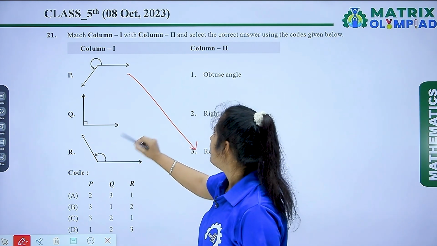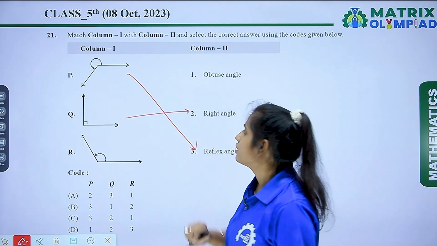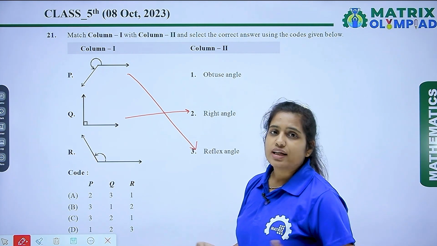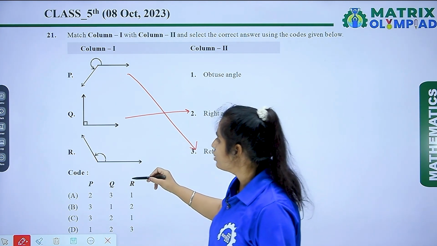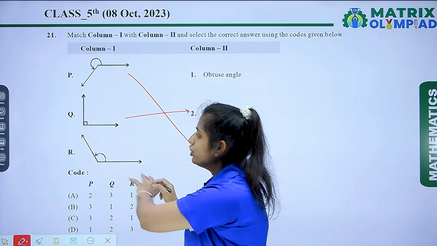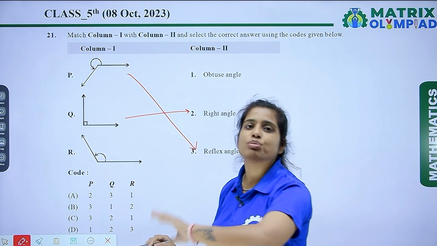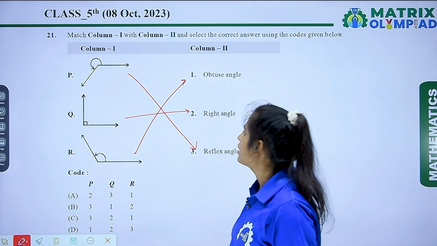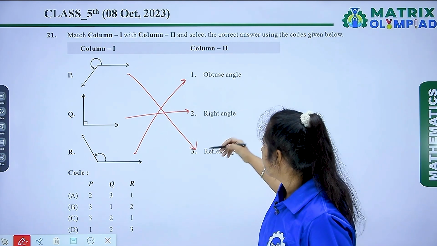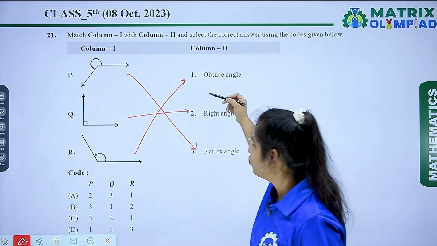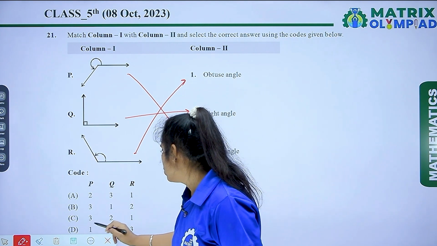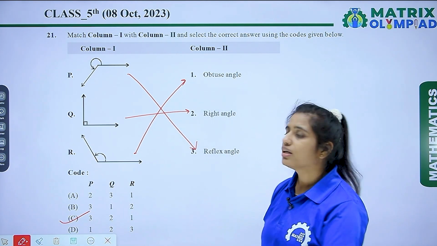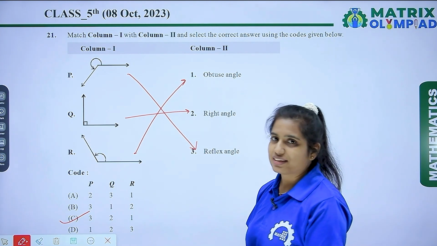Next है 90 degree. So 90 degree is called as right angle. And here the last option is, the figure shows that the angle is more than 90 degree but less than 180 degree. So it is obtuse angle. So the correct sequence is 3, 2, 1. So let's check. 3, 2, 1 is in the option C. So here option C is the correct answer.